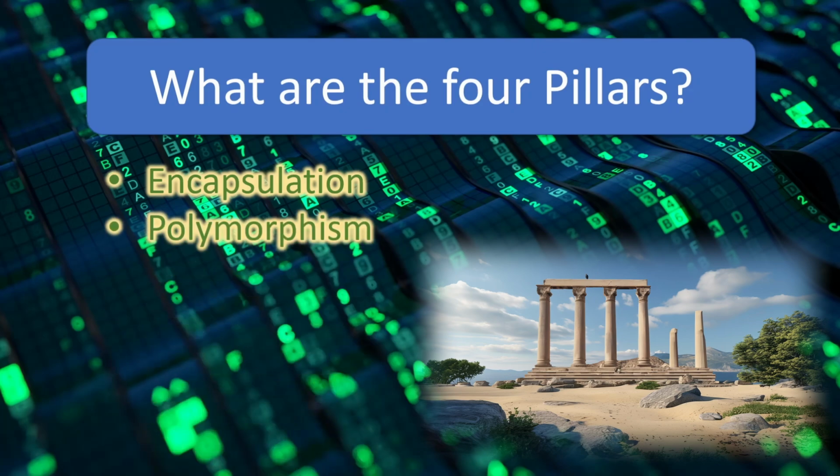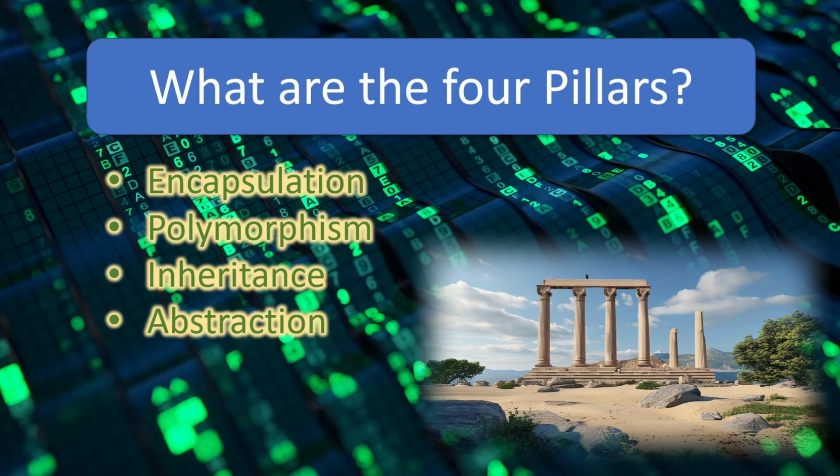Polymorphism. This allows a child class to have its own unique behavior while still sharing the same methods as its parent class. This allows for class-specific behavior and more reusable code. Inheritance, where classes can inherit properties and methods from other classes. The class from which you inherit is called either the base or parent class.